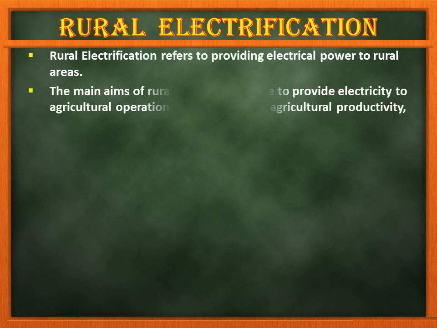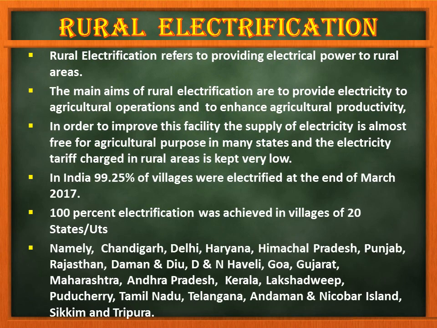Next, rural electrification. What is the meaning of electrification? Supplying electricity is called electrification. Rural electrification means providing electrical power to rural areas. The main aims of rural electrification are to provide electricity to agricultural operations and to enhance agricultural productivity. Only if we supply electricity can the pump sets and everything run, and thereby agricultural produce can increase.